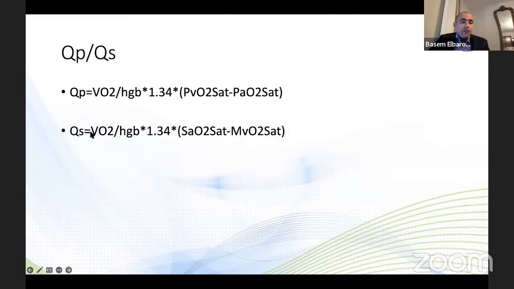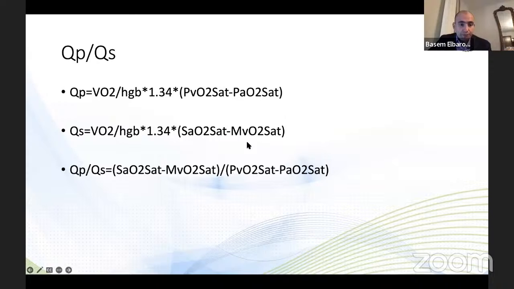QS, the systemic circulation, is the VO2 divided by hemoglobin multiplied by 1.34 multiplied by the systemic saturation, because that's what's leaving going into the systemic circulation, minus the mixed venous oxygen saturation, which is the venous return to the heart. Okay, from the systemic circulation, and the mixed venous oxygen saturation, it will be difficult to measure. So there's some calculations for that, and we'll get into that.